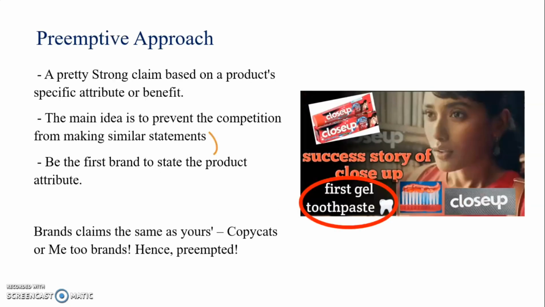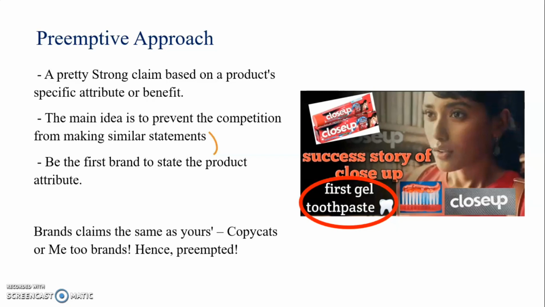Preemptive approaches are the ones where the advertisement has a pretty strong claim based on the product's specific attribute or benefit. The main idea of this kind of approach is to prevent competition from making similar statements such as yours. So in this example, Close-Up was the first one to claim that they have come out with a gel kind of paste.